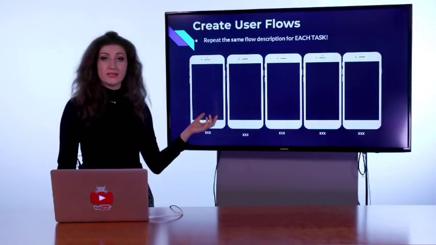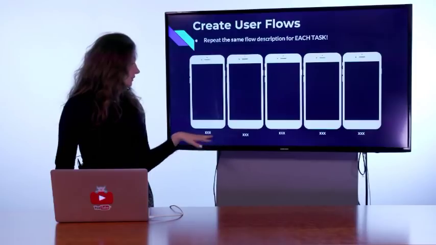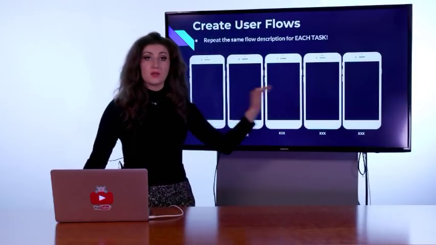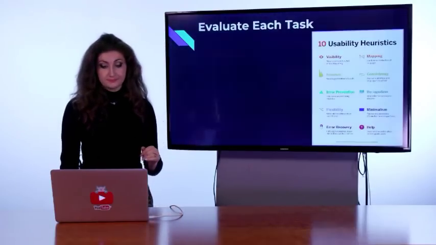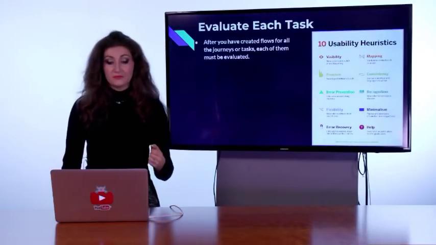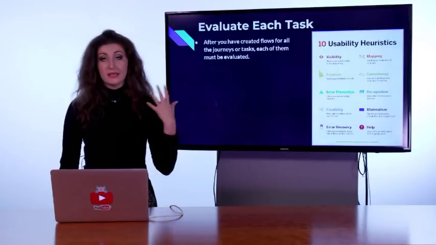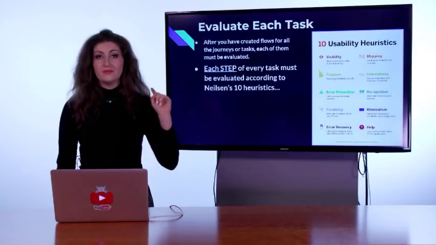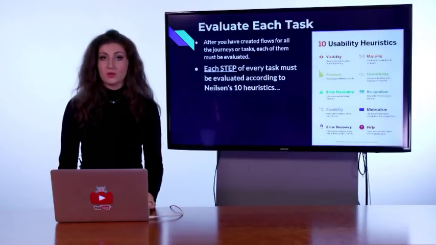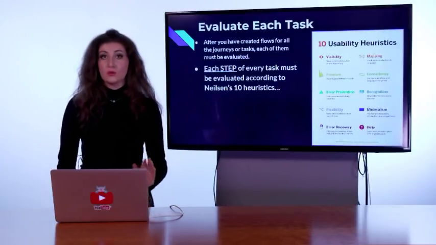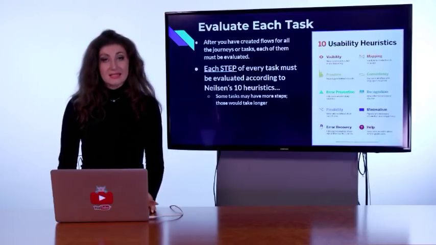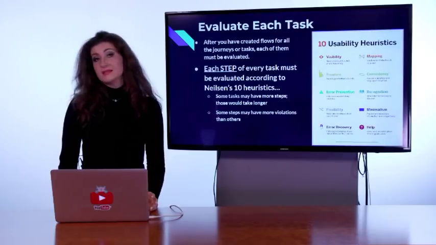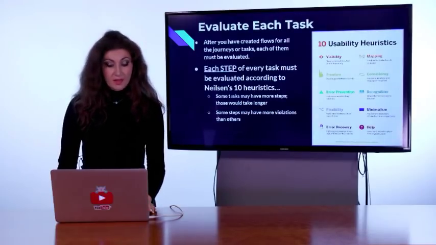And it's a good idea in your heuristic evaluation to make sure that you provide a caption for the audience to understand where you are at each step in the process. So after you've created flows for all of the journeys or tasks, each of them have to now be evaluated. But each step of every task must be evaluated according to Nielsen's 10 heuristics, which we will go over momentarily. Some tasks may have more steps. Those would probably take longer. And some steps may have more violations than others.